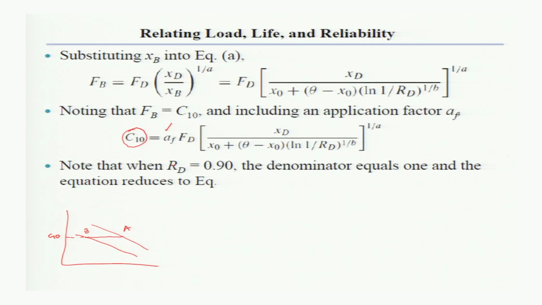Okay. Now, RD, if desired reliability is 90%, then in this equation we will substitute RD is equal to your rated reliability 90, and you will get this equation as the earlier equation where the reliability is fixed. Okay. So, if we want the dynamic load as per desired reliability, we will use this formula.